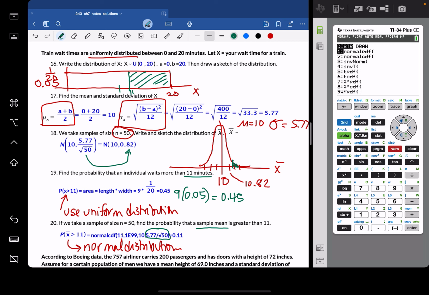And if I go and do this again, and this time I just put in 20, I'm just curious if this is going to change my results. Totally the same. So using 1E99 is overkill. Going up to 20 would have been fine as well, but that's what I trained you to do earlier. So 11% of the sample means would be bigger than 11. That's just a coincidence that they were both 11s. Okay, so that's train wait times with a uniform distribution as the underlying distribution.